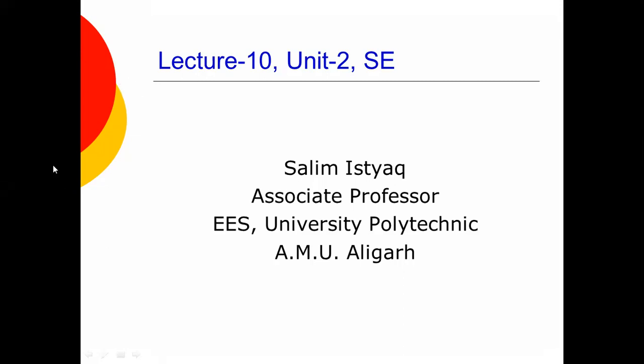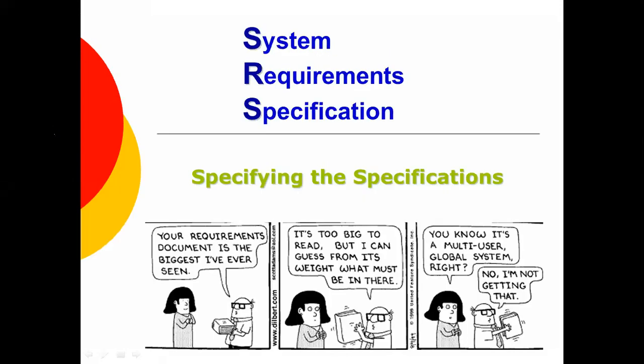Okay, so I am starting lecture number 10, in continuation of 9, and this is again unit number 2 of software engineering. So this is the system requirements specification. The abbreviation we use for this is SRS. SRS means system requirements specification.